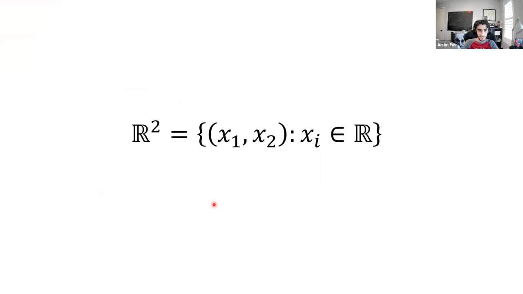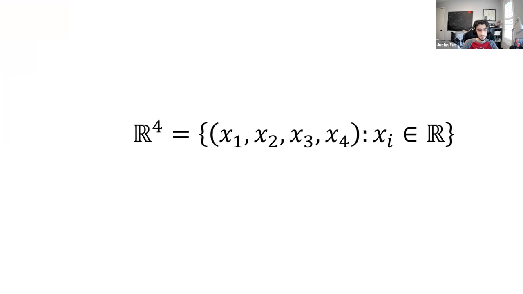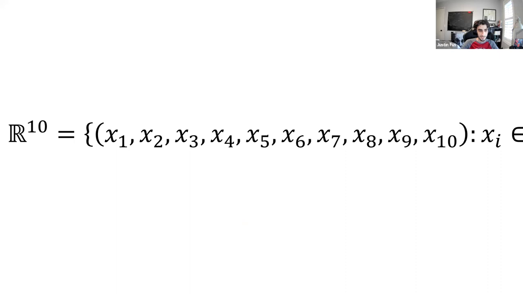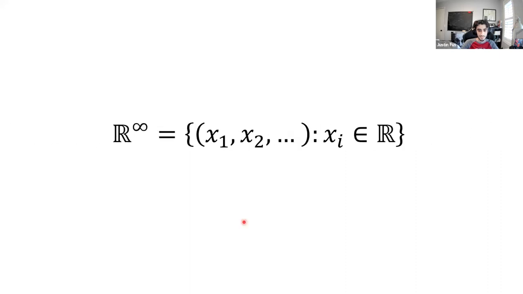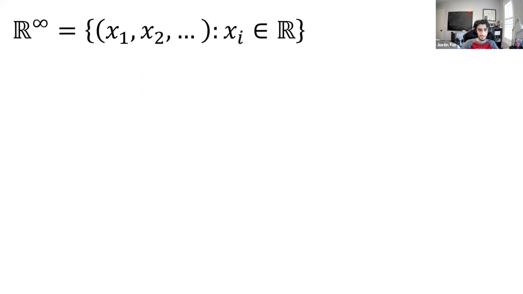Now, let's get into the spicy stuff. We know that R2 is just the set of all real two-tuples, R3 the set of all three-tuples, and so on. Now, does it make sense for us to go all the way to infinity and talk about all the infinite tuples of real numbers? And it turns out it does make sense.